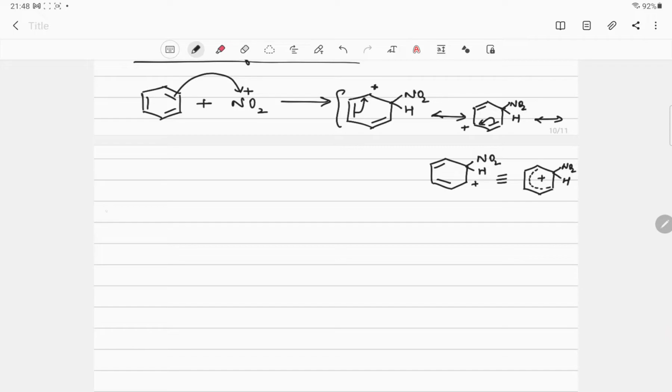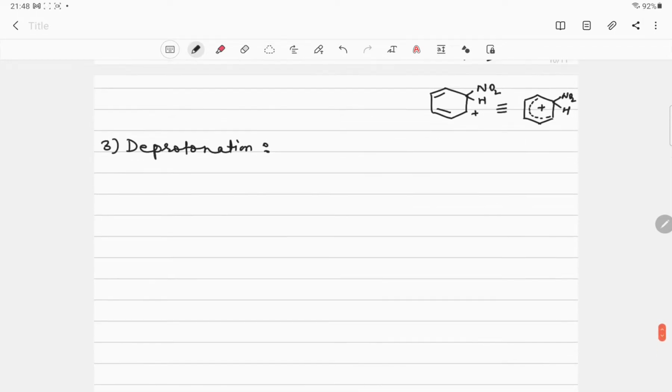Now we are moving to the third step, that is deprotonation. How will it happen? Say, for example, we have this carbocation, NO2 H. Here is the positive charge, and here is a double bond, here is a double bond. Now, this HSO4 minus ion will come and it will take out this proton. So this will be moving out as a proton. In turn, this pair of electrons will be shifted here to make a pi bond.